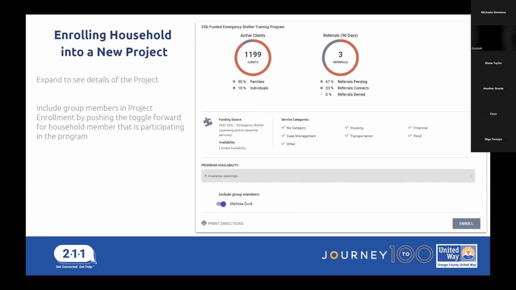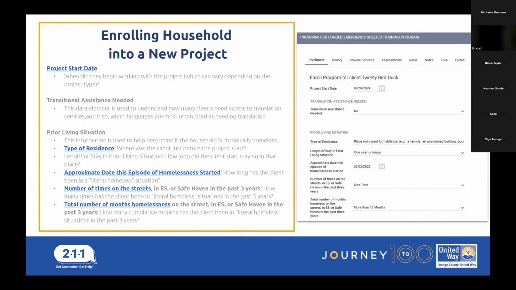Once in the drop-down menu, you'll be able to see the details for the ESG Funded Emergency Shelter Training Program. Enroll Tweety as well as Melissa into the project. Just be sure that you toggle next to Melissa's name and then hit enroll. After you click enroll, this is the screen that you will be directed to, and you will need to complete this information for each member of the family.